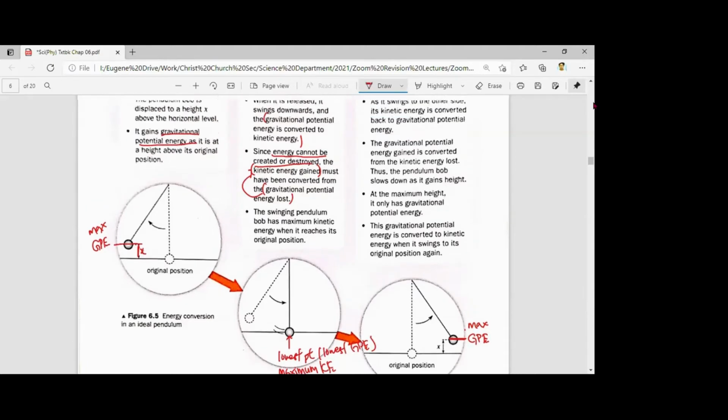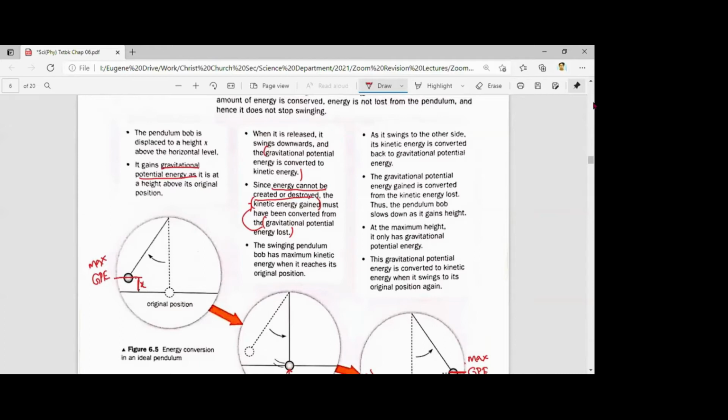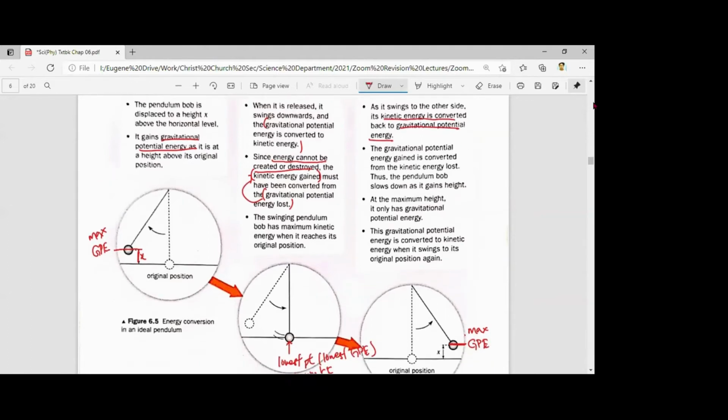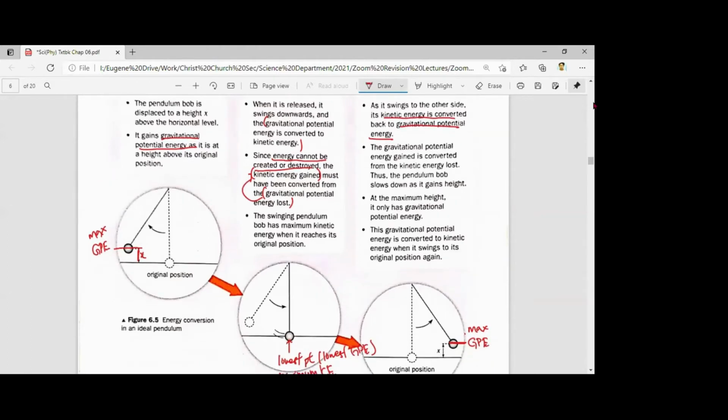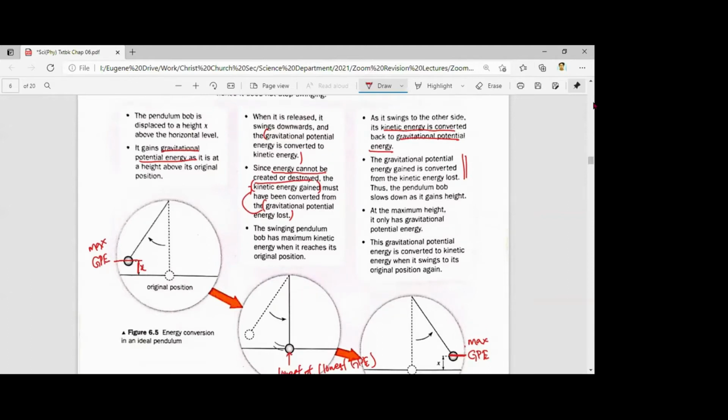Once it reaches the bottom position, it will swing to the other side, and the KE will be converted back to gravitational potential energy. KE converted back to GPE. Now, the GPE gain is converted from the KE loss. So you can see once again, we are applying that energy cannot be created or destroyed. We talk about energy being converted from one form to another.